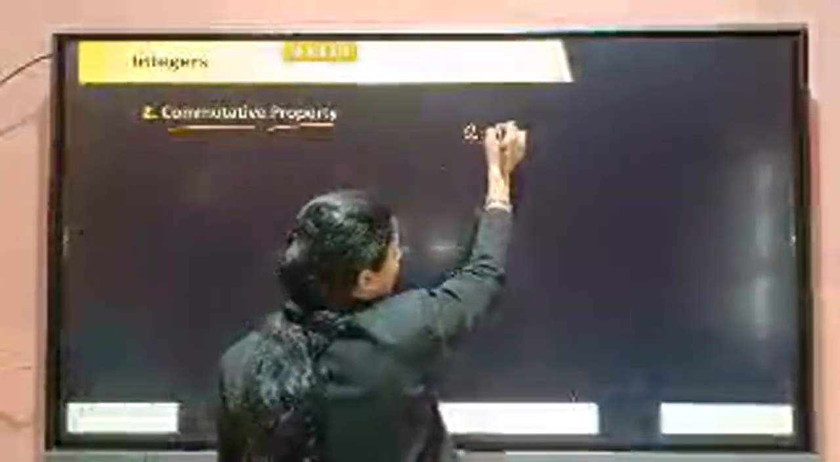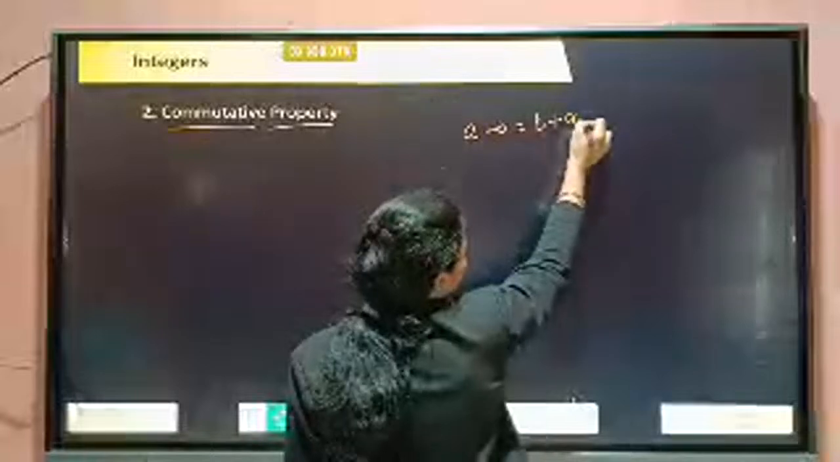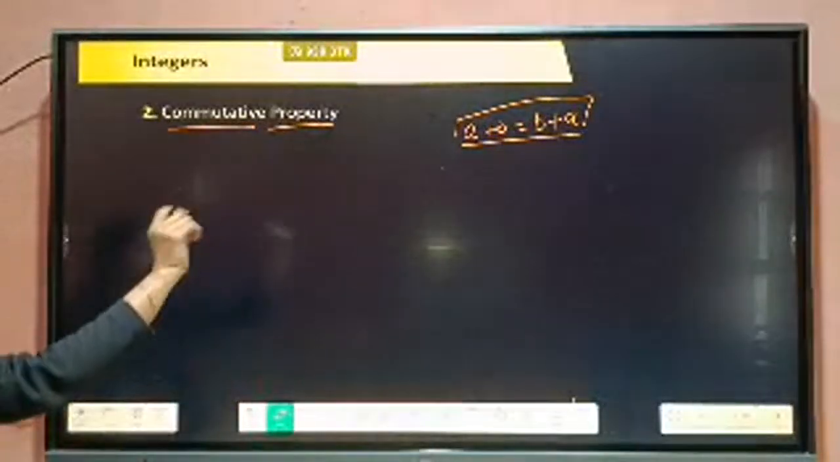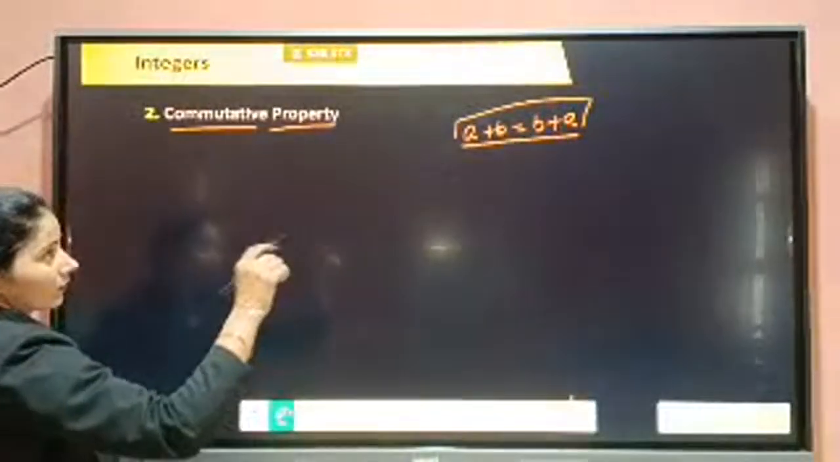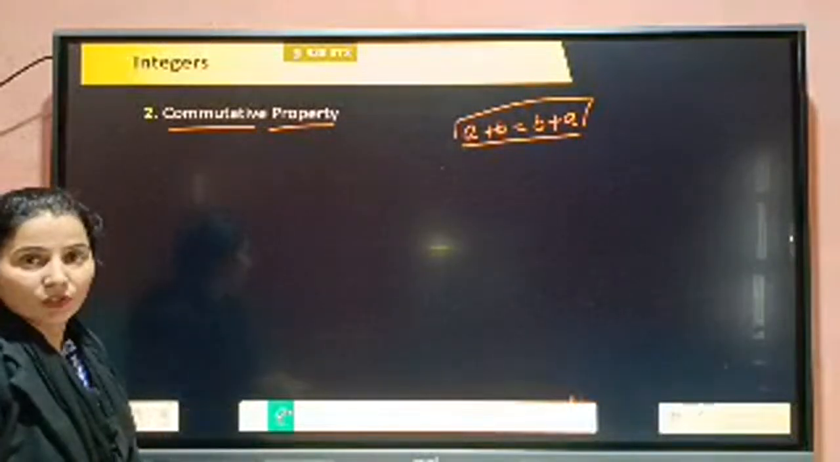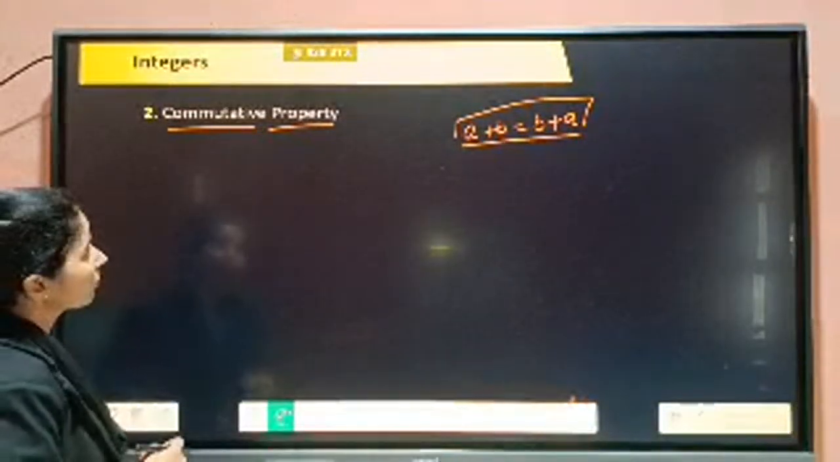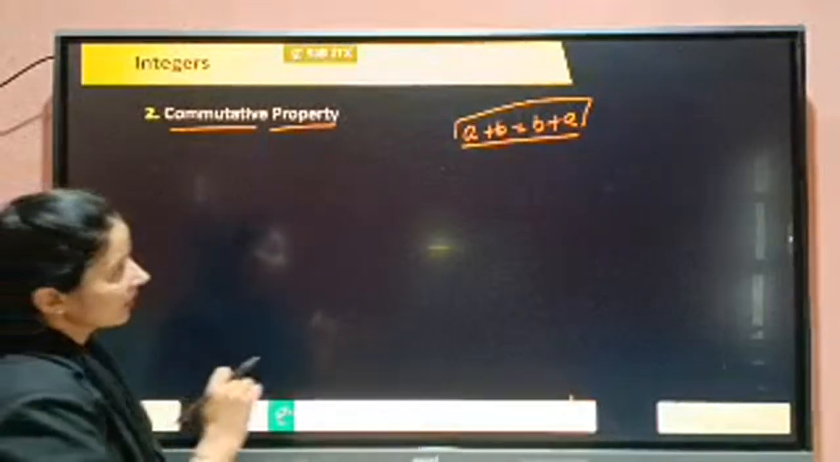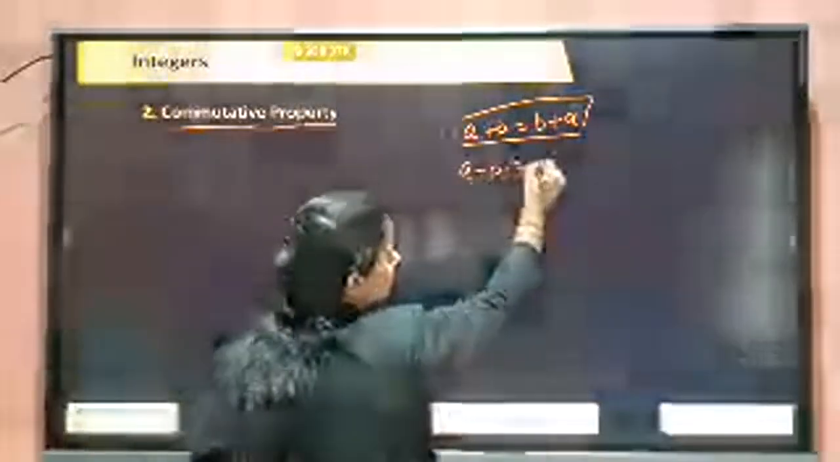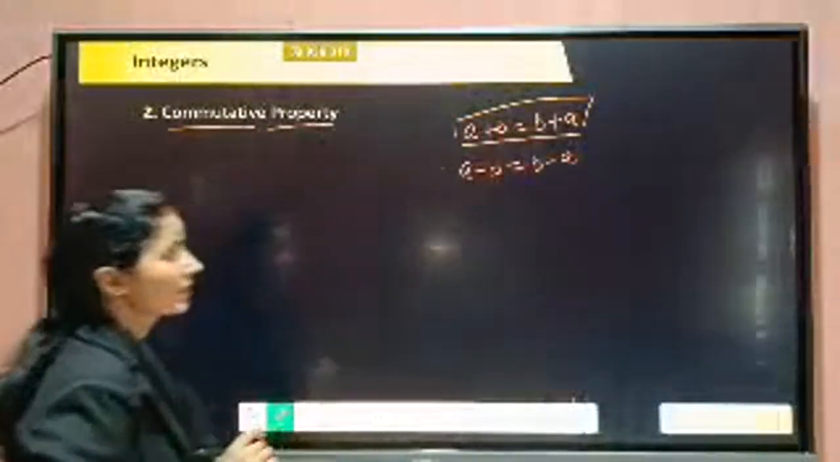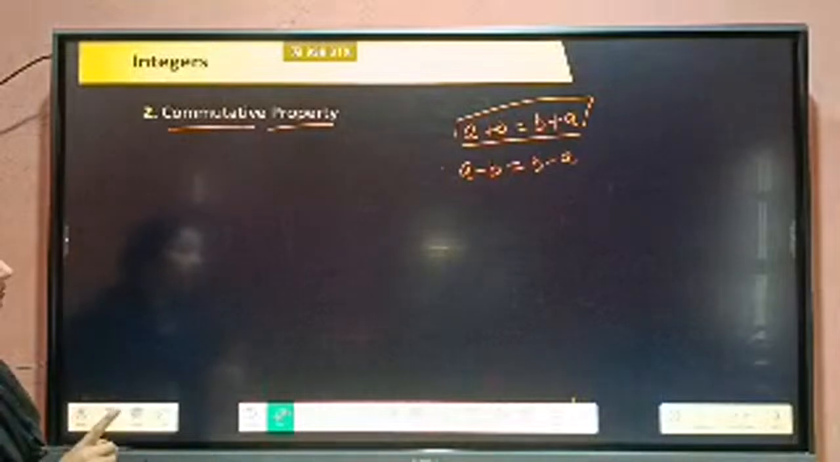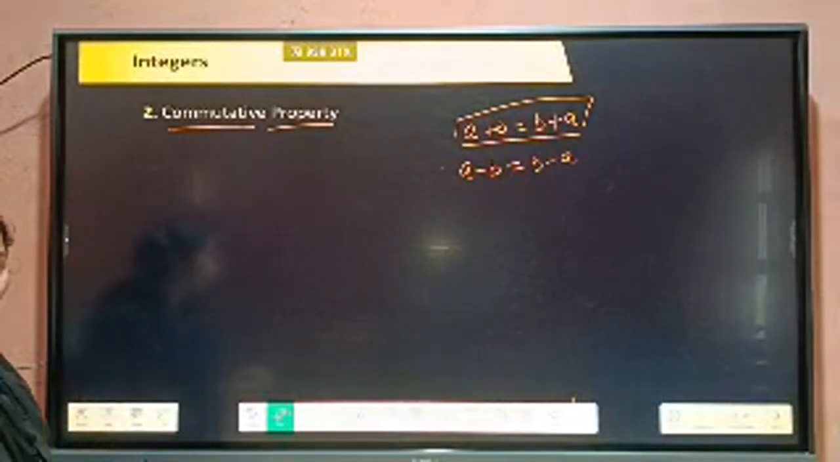The next property is commutative property. What is commutative property? Under the operation addition we have studied it: A plus B must be equal to B plus A, where A and B are integers. If this condition is satisfied, then addition is commutative for integers. Now we are going to check this under subtraction. If A minus B is equal to B minus A, then we can say subtraction is commutative for integers.